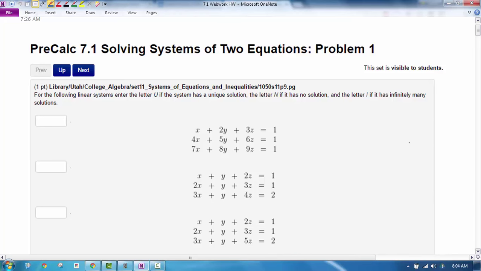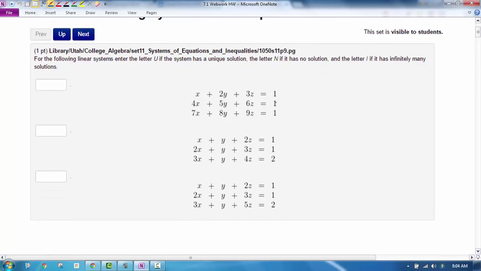Okay, this is 7.1 homework. These problems, the first problem gives us these systems of equations right here. We've got three equations with three variables, and they want to know if there's a unique solution, if there's no solution, or if there's infinitely many solutions.